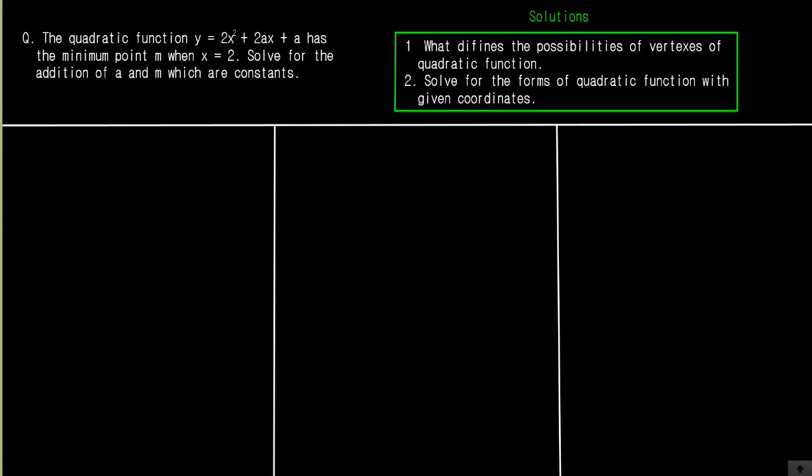The quadratic function y is equal to 2x squared plus 2ax plus a has the minimum point m when x is equal to 2. Solve for the addition of a and m, which are the constants.